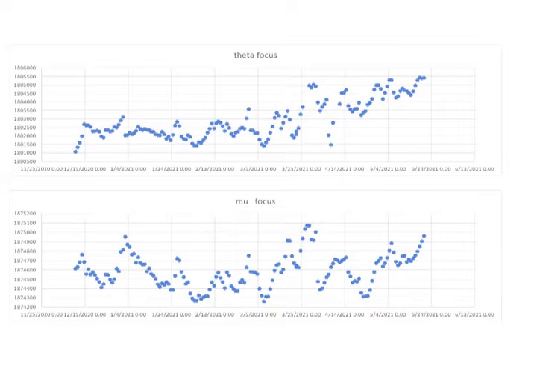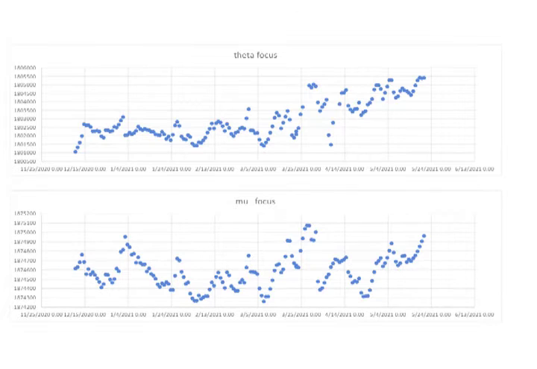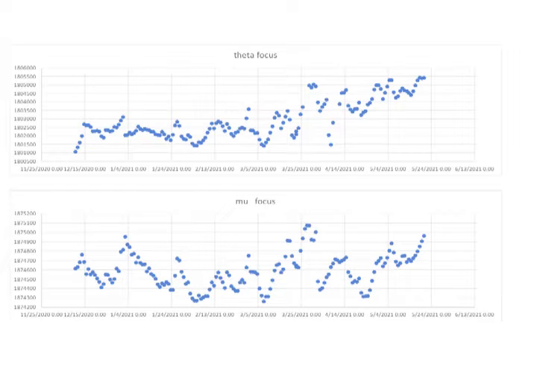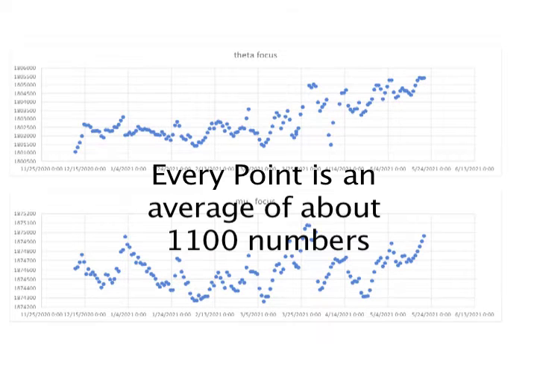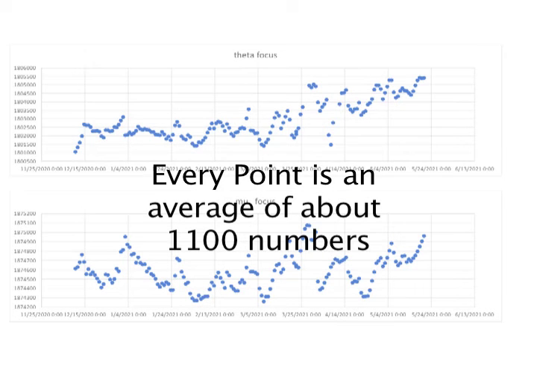This experiment has been going on for about 5 years. This is two graphs from two pendulums. Mu is an old school grandfather clock. Theta is what they call an electronic pendulum drive. It's like a decorative swinging pendulum for a decorative clock. It serves no purpose other than decoration.